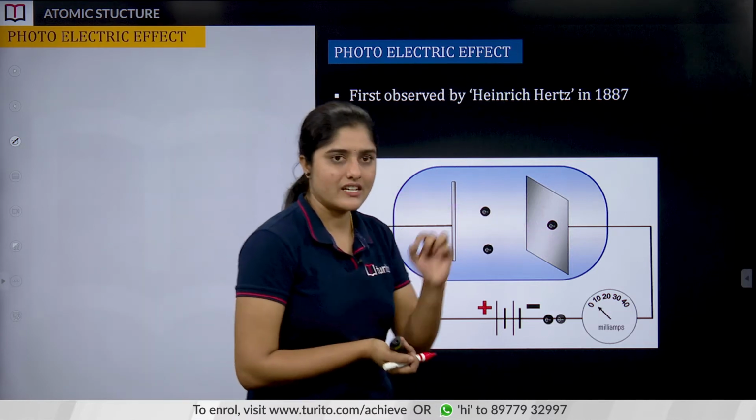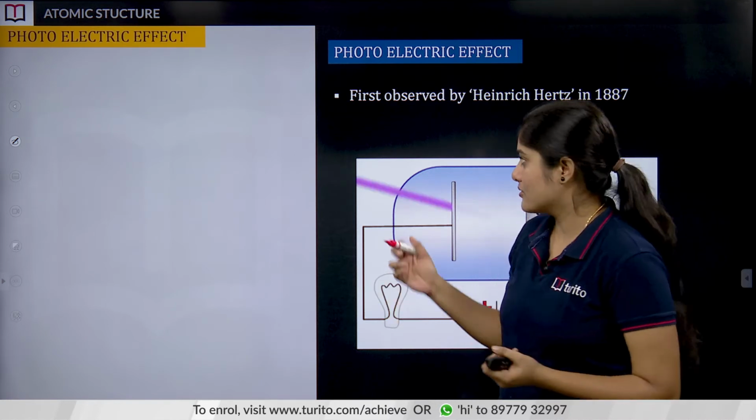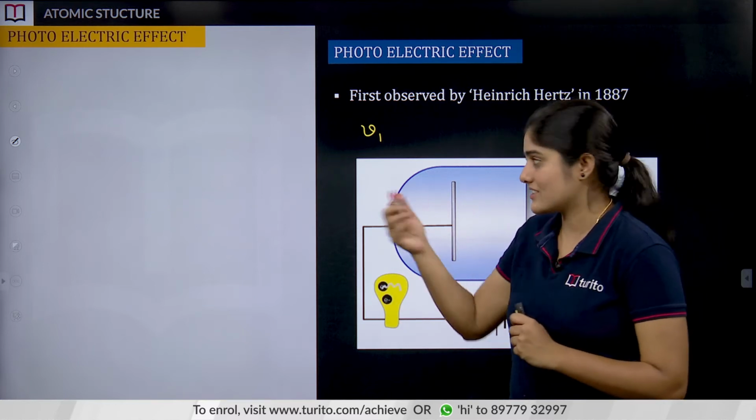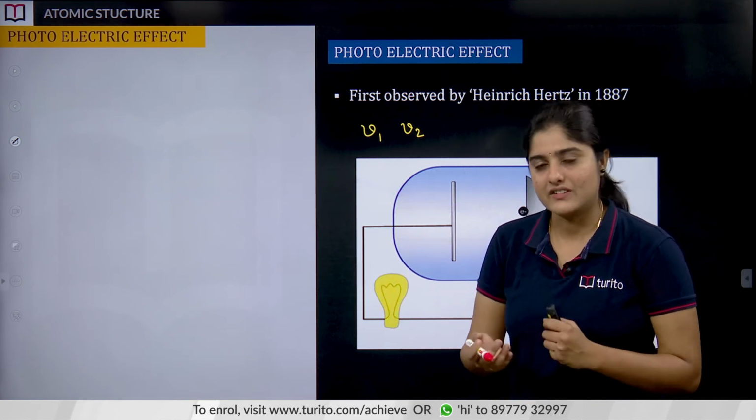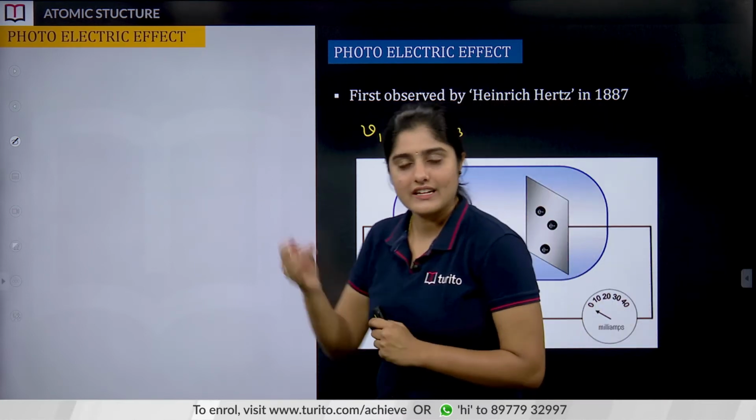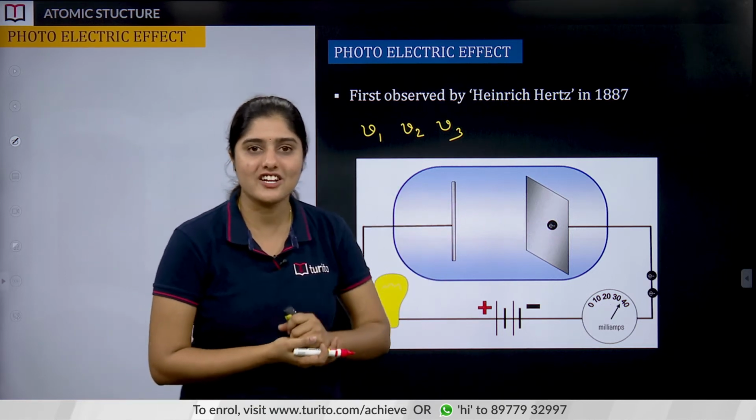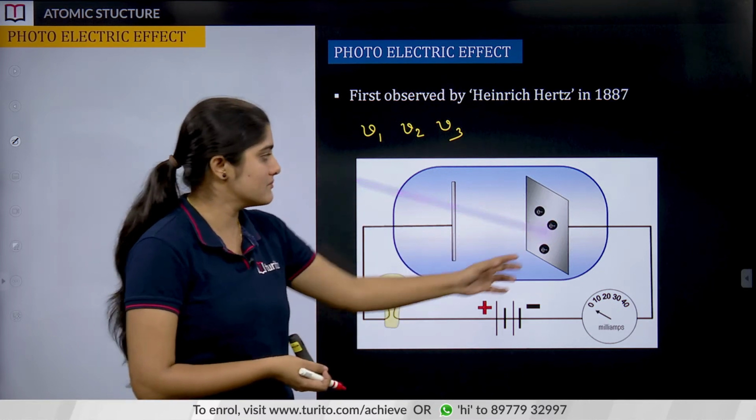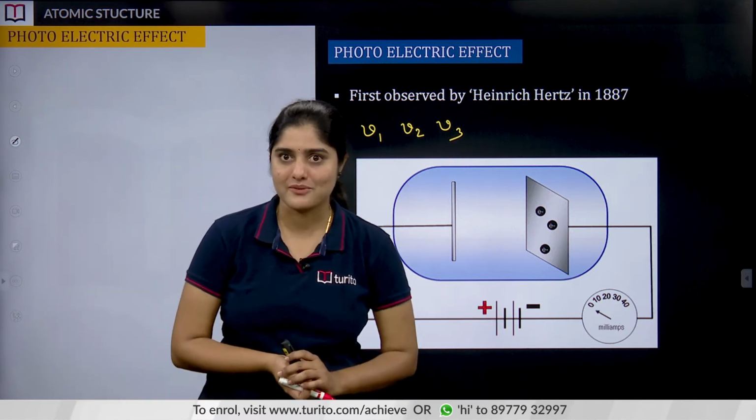So first he irradiated the metal surface with the light of certain frequency, suppose it's nu 1, but then he did not observe any deflection in the ammeter. Next, a light of second frequency nu 2, he increased it, even then there is no deflection in the ammeter, and next he sent a light with a frequency nu 3. There he observed the deflection in the ammeter, which says the electrons have now been ejected from the metal surface, and that's how we got the deflection in the ammeter, right.